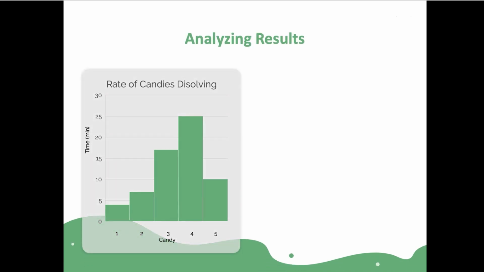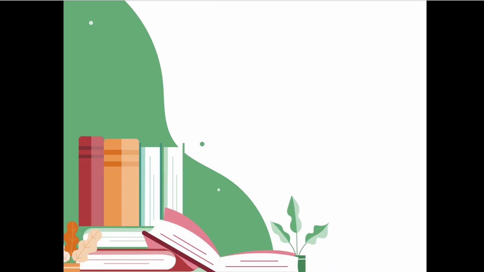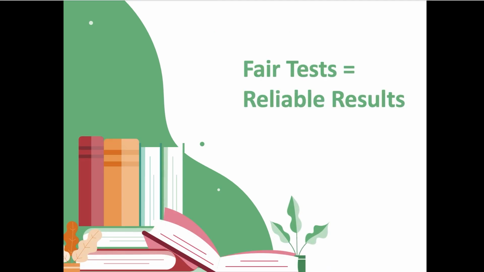Then it's time to analyze our results. A simple bar graph can clearly show the dissolving times for each candy. By focusing on fair tests, your students will learn to design meaningful experiments and draw accurate conclusions. And that's the sweet science of learning.